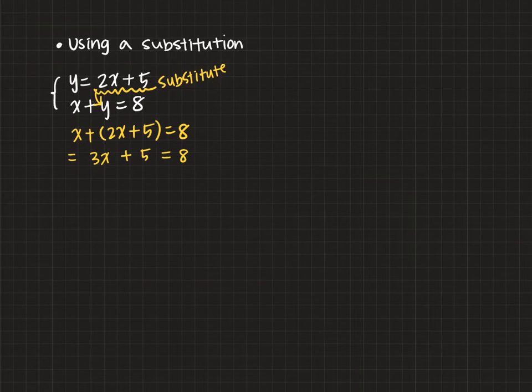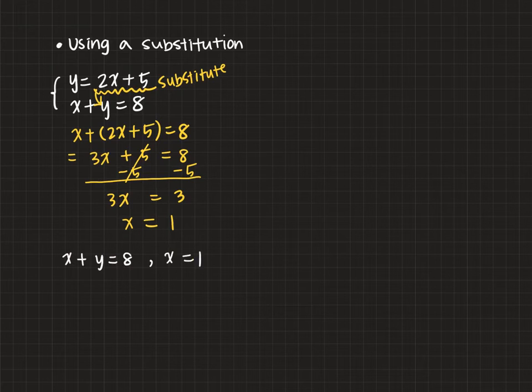Now I can move my 5 to the other side. So I'm going to have 3x equals 8 minus 5, which is 3. And that means my x is going to be 1. Once I find out my x, I can use one of these equations, either or, to find out what my y is going to be that would satisfy this equation. Because the second one is an easier equation, I'm going to just plug it into the second one. So 1 plus y equals 8. It's an easy one, so I can find out that my y is going to be 7 in this case.